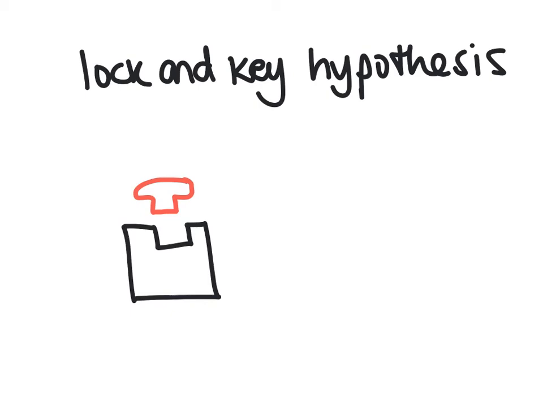So in your notes it says, the theory was put forward to explain why enzymes are specific. It proposes that the active site of an enzyme has a complementary shape into which the substrate molecule fits exactly. And the exactly is important.